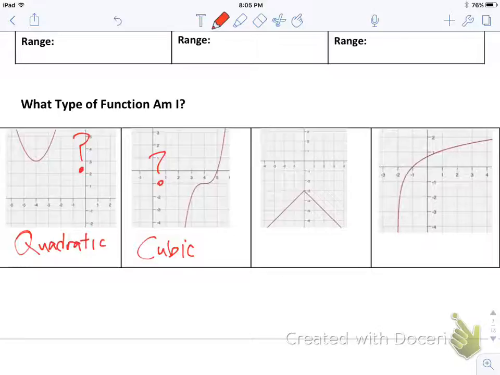Cubic. I feel like I'm on Daniel Tiger's Neighborhood or one of those kids shows. You go, which one's the absolute value? Point to it. Right, that one right there. Good job. It's an absolute value function. Good. Someday maybe we'll do a whole class that way. That'd be fun. Or not at all.